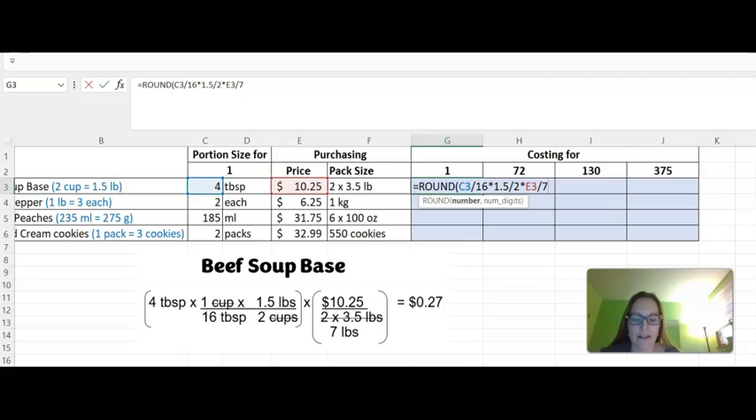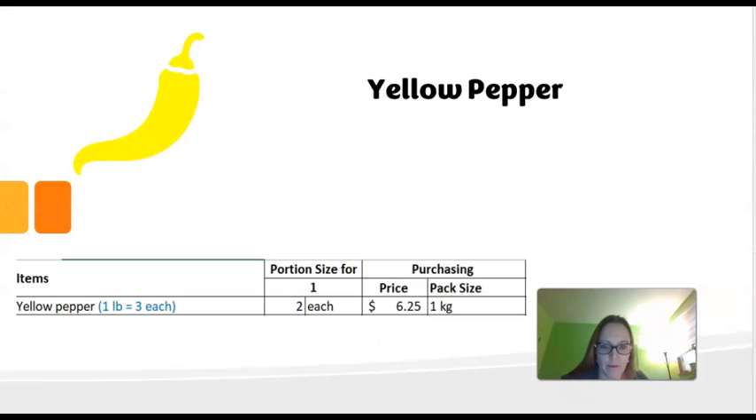So we want 2 decimal places, so we're going to go comma 2, and then we're going to close the bracket and press enter, and we get our 27 cents with our rounding in there. For our yellow pepper weight equivalency, we have 1 pound is equal to 3 peppers. And for our portion size, we have 2 peppers.